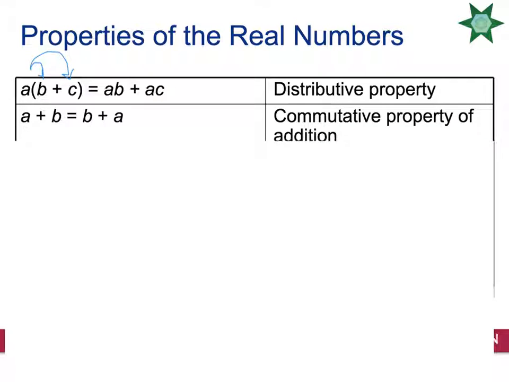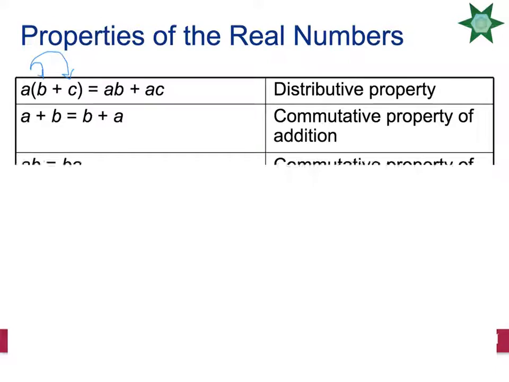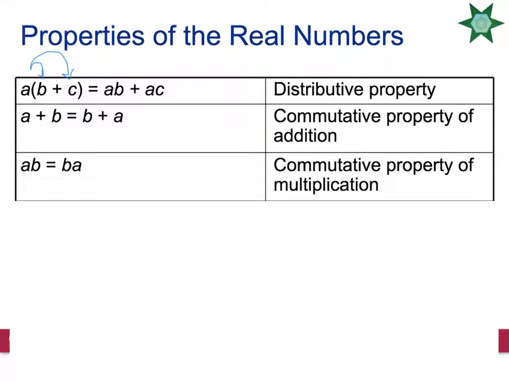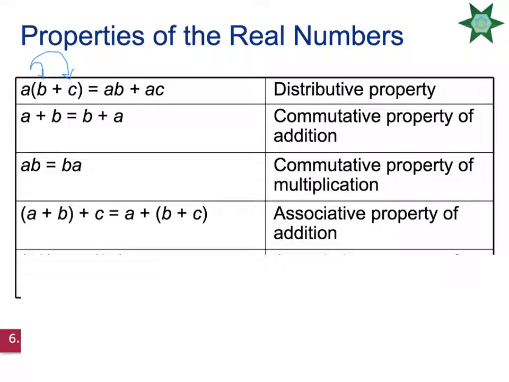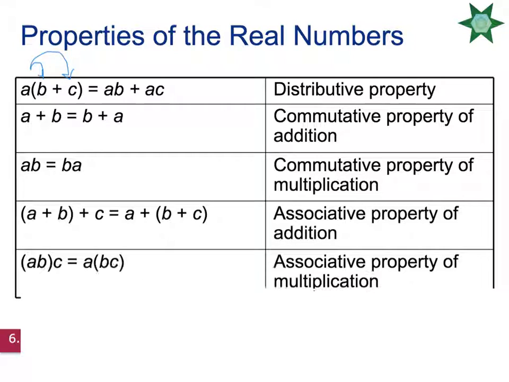You can also use the commutative property of addition. All that says is that it does not matter what order you complete the addition in. There's the commutative property of multiplication. Again, order does not matter. You can complete multiplication in any order you want. There's the associative property of addition. All that says is you can group addition terms in different ways, and you'll end up getting the same answer. And last is the associative property of multiplication. Again, the groupings within multiplication are not going to affect the value of the answer.